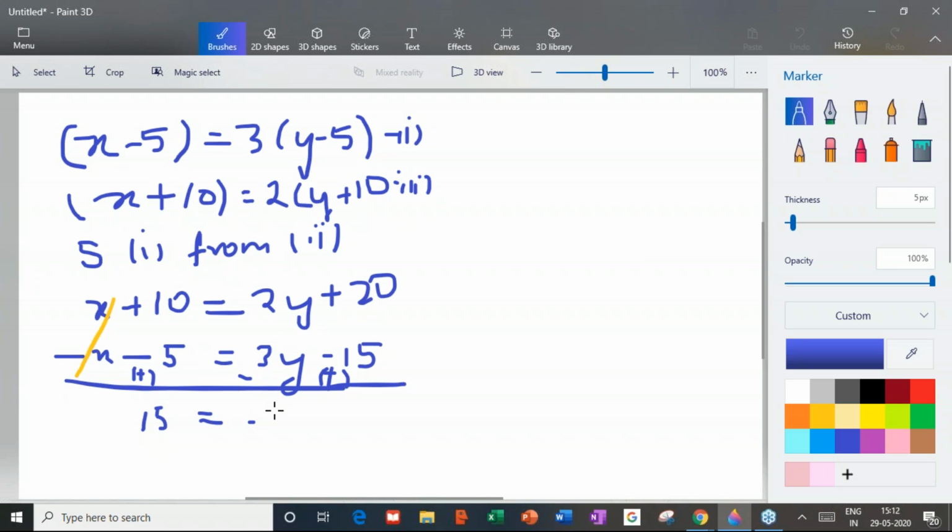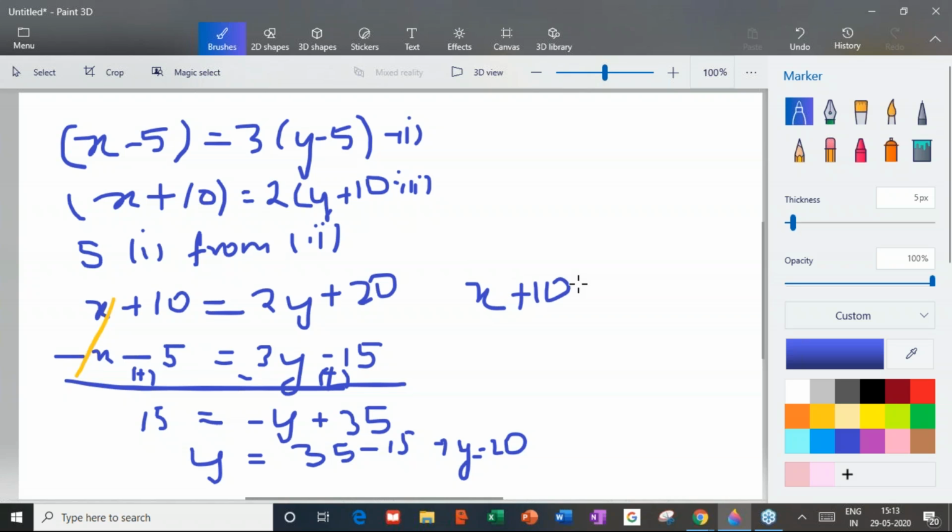15 is equal to minus y plus 35, right? So y is basically 35 minus 15, or we can say y is 20. Now substitute this value in any of the equations. I am substituting it in the first one. x plus 10 is equal to 2 into 20 plus 20. Oh, yeah, that's right. x is equal to 40 and 20, 60, minus 10. So x is 50.